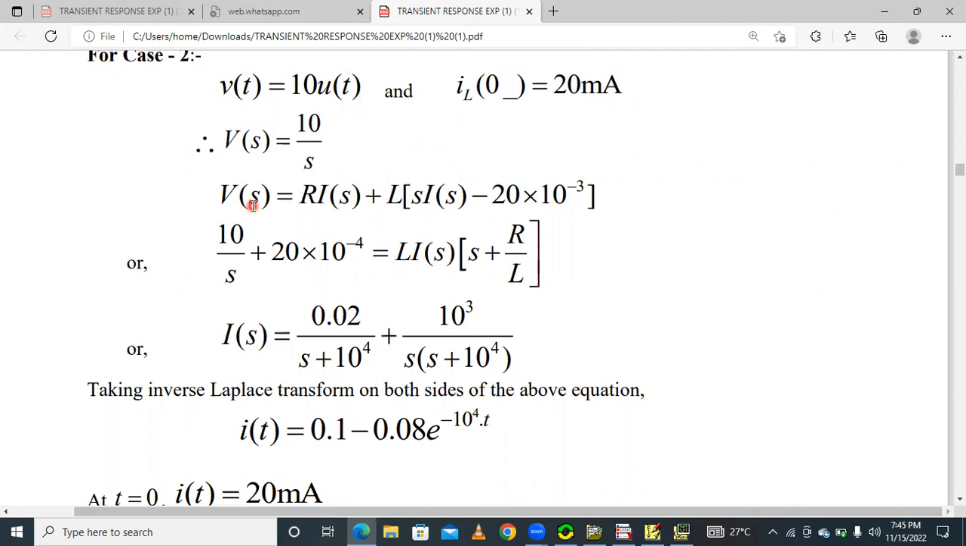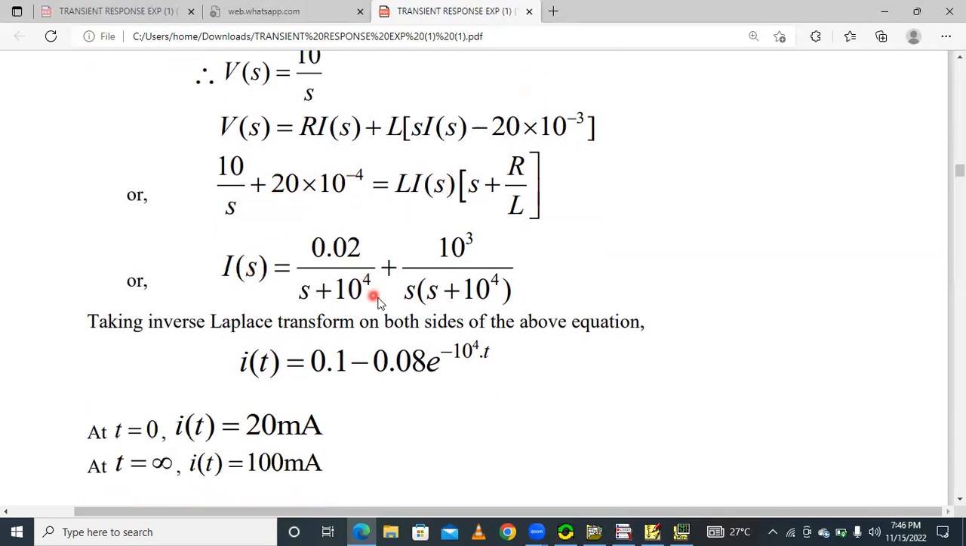This is the expression. So VR of t is nothing but I of t into R, the voltage across the resistor, which is R into I of s. By applying Laplace transform, V of s is equal to R into I of s plus L into s into I of s minus I of 0, since initial conditions exist. So substitute the initial condition, 20 into 10 to the power minus 3, and simplify this expression.